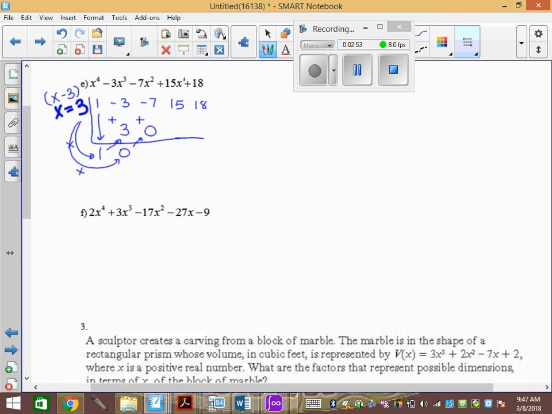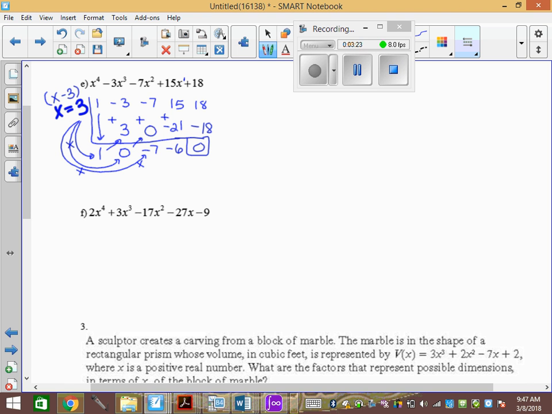Negative 7 and 0 is? We multiply. 3 times negative 7? Negative 21. Then we add. 15 and negative 21 is negative 6. 3 times negative 6 is? And we're happy because we get a 0. And what do we do with that 0? Because it's the what? Remainder. And we need a remainder of 0 in order for it to be a factor, because we're trying to find the factors of it, right?